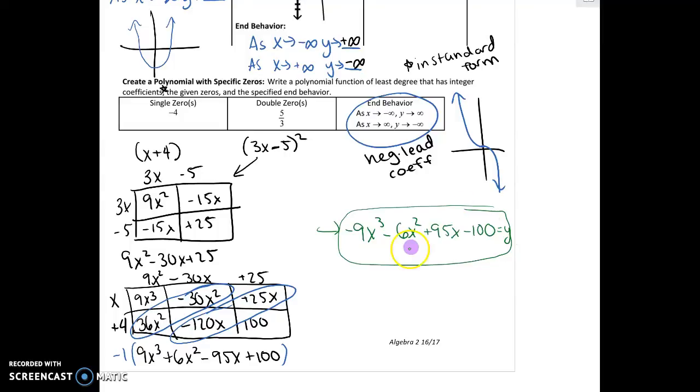But yeah, that is a polynomial function that has this single zero, that double zero, and this end behavior, right? Because it's a degree 3, it's odd, right? These shouldn't match. That works. So there you have it. I created that polynomial with zeros and that end behavior. All right. Thanks, guys. Good luck.